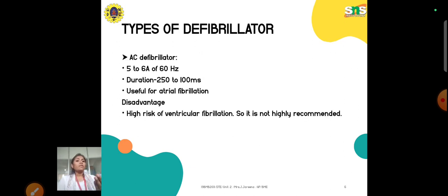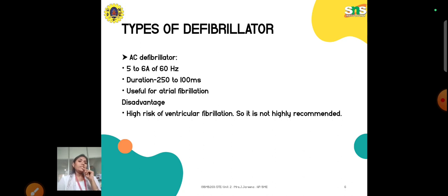The next classification is based on what type of current you are administering. If you are giving AC current, then it is called an AC defibrillator. If you are giving DC current, then it is called a DC defibrillator. These are the two major classifications: one is mode of application, and the second one is the type of current you are using.